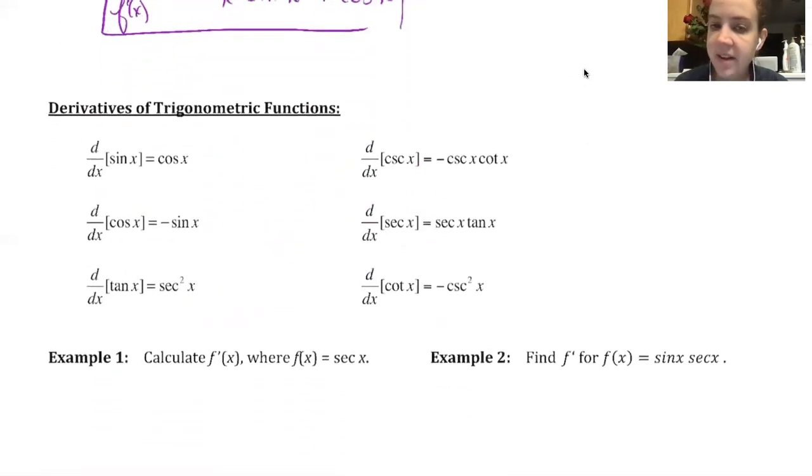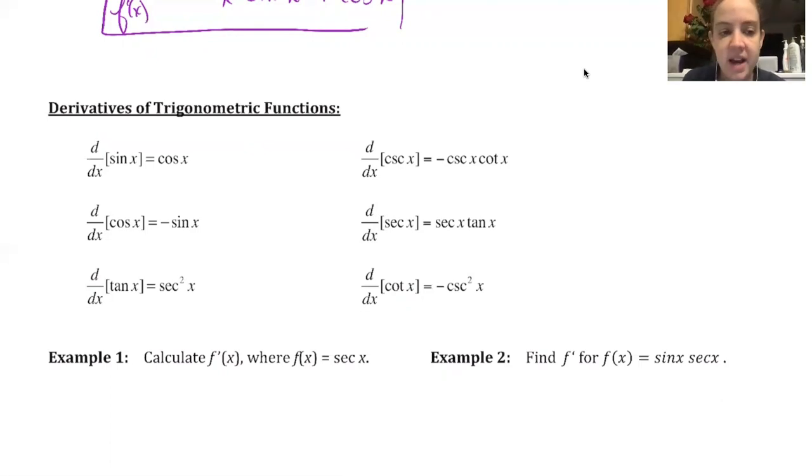Derivatives of trig functions. Yes, you must memorize these. These are the 6 derivatives of trig functions. It's so important to have them memorized. 1, they're not on a formula sheet, but 2, later on, we're going to say, hey, this is the answer to a derivative problem. What was the original question? So you literally have to know them forwards and backwards.